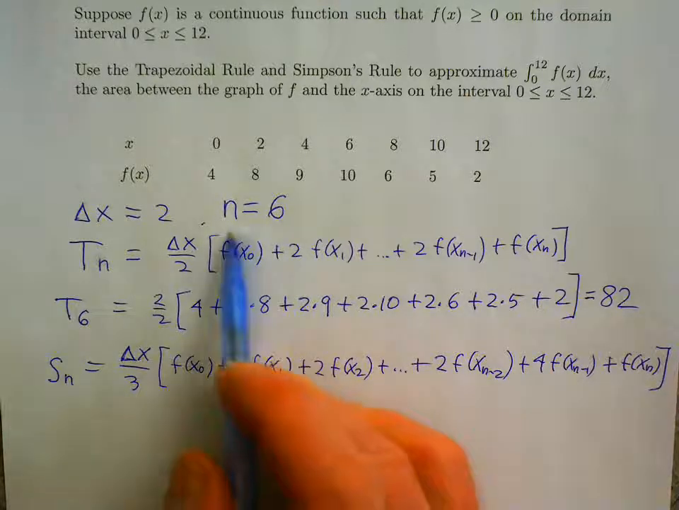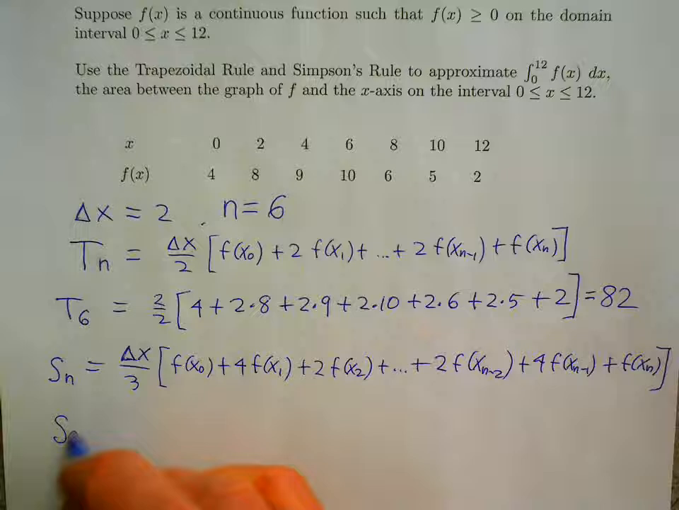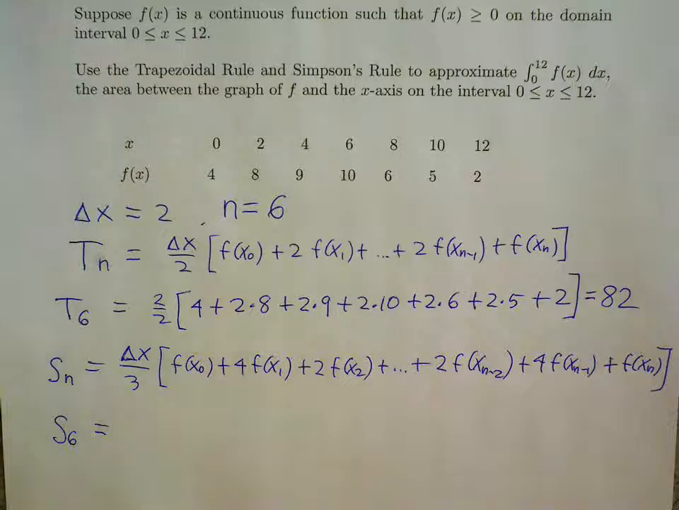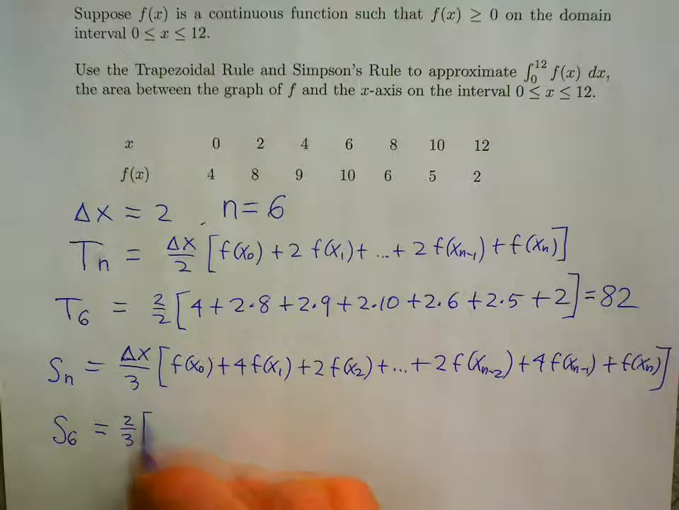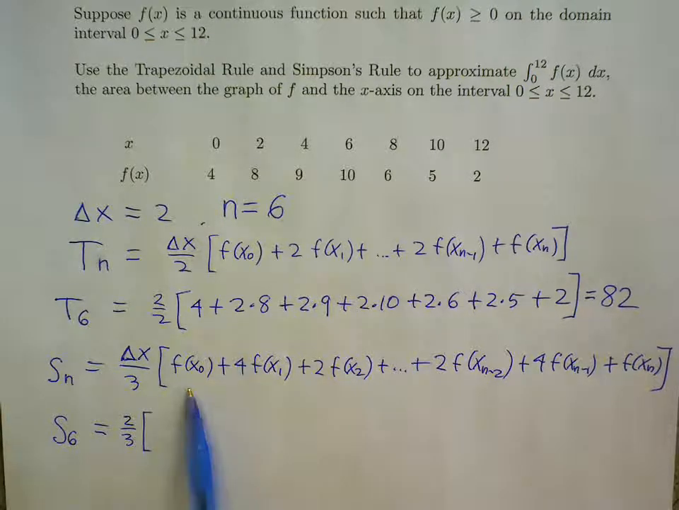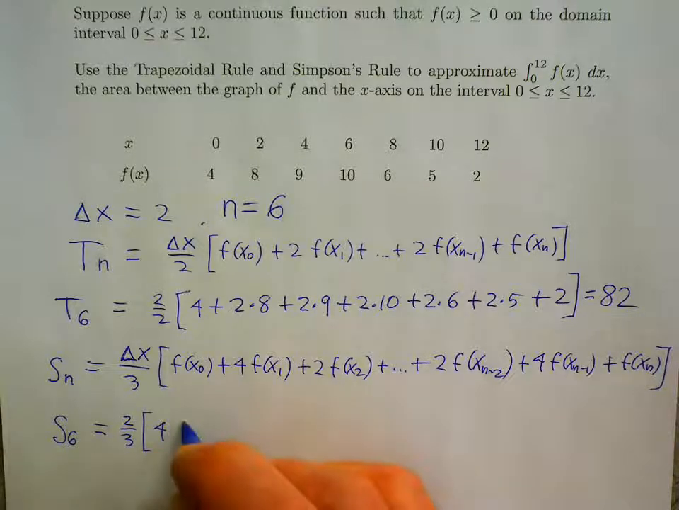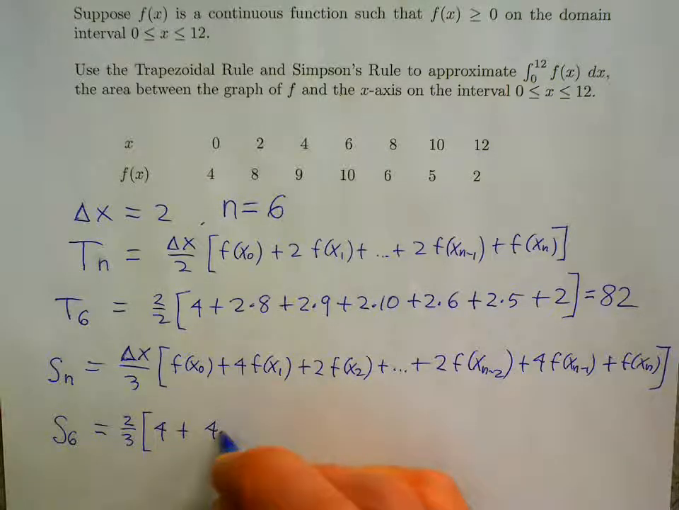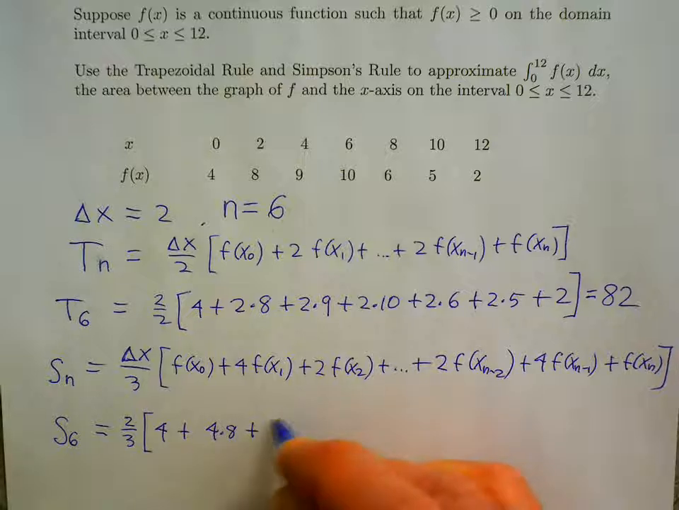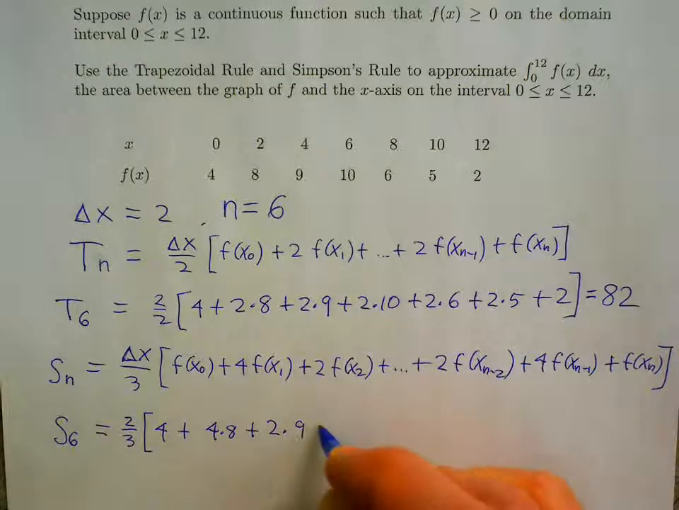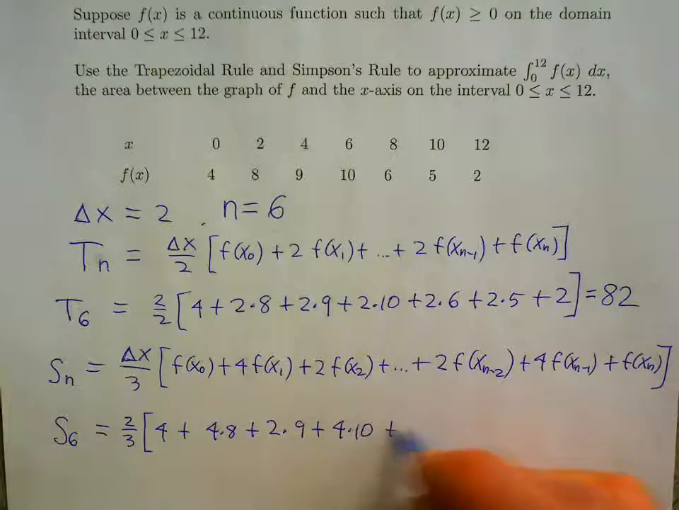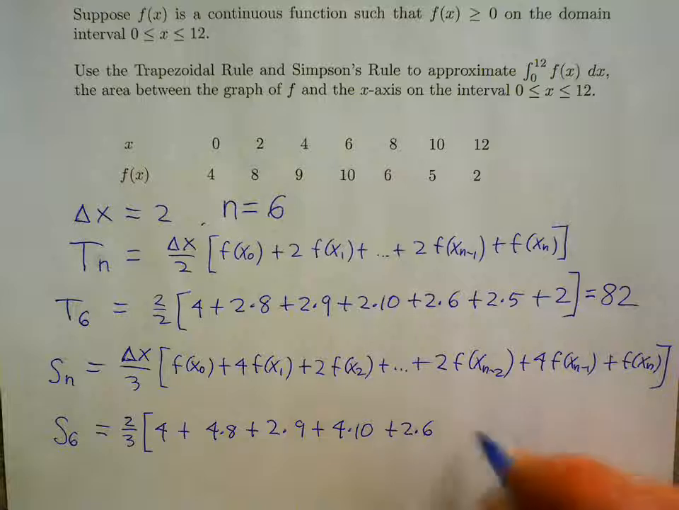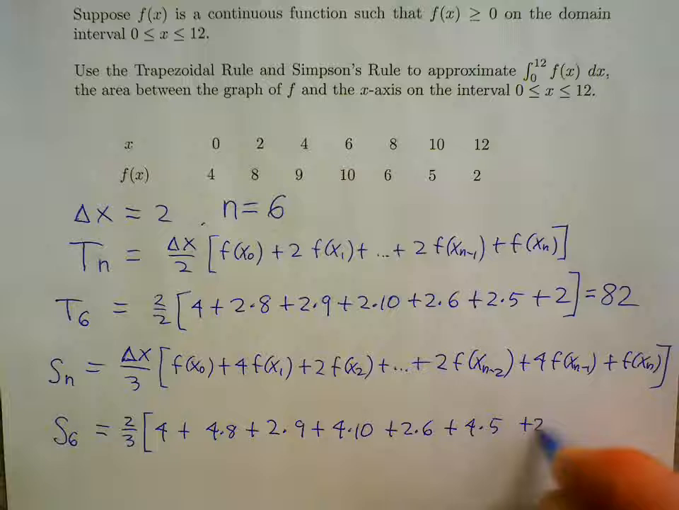Okay, so for n equals 6, S sub 6 denotes the Simpson's rule. Delta x is 2, so we have 2/3. And then f of x sub 0 is 4. And then plus 4 times 8, plus 2 times 9, plus 4 times 10, plus 2 times 6, plus 4 times 5, and then plus 2.